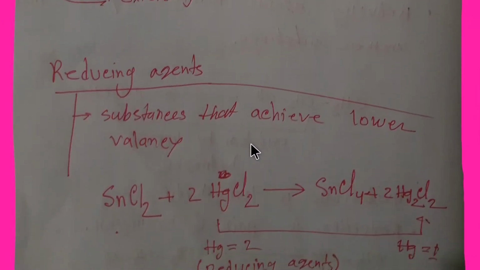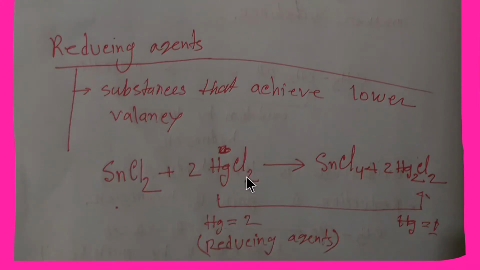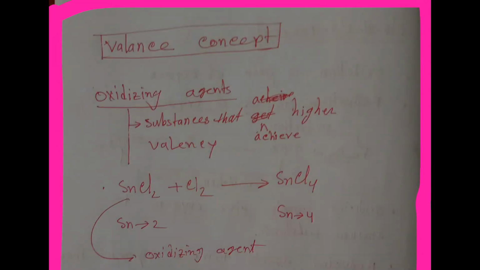On the other hand, reducing agent achieves lower valency. That is, the valency will decrease. Here the valency of mercury is 2, but here the valency of mercury is 1, right? So this compound is a reducing agent. So this is the definition depending on the valency concept, right?